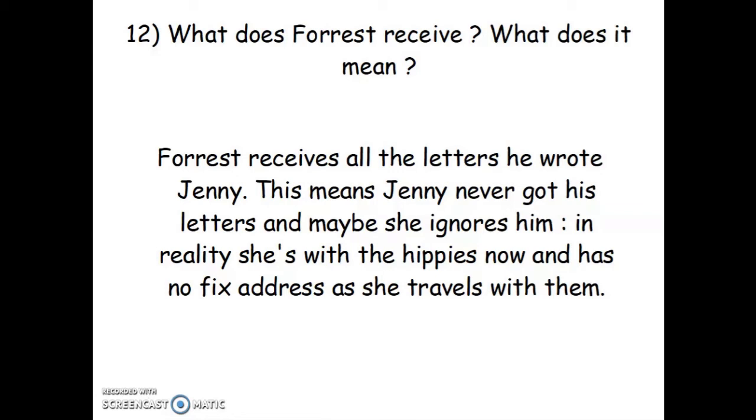But we'll come back on another document. We'll come back on the hippies. And so she has no fixed address, so you can't write a letter to someone who has no address. And this was the only way to communicate back then.